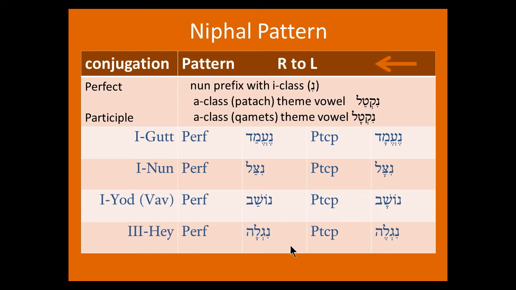That you're more or less just going to have to memorize, because usually we're used to seeing this qamets here in the participle column right here. But it's going to switch up with third hay. And again, there are postulated reasons for this. Rather than bore you with that or confuse you with that, just know that with third hay lemmas, gala, you're going to have this switcheroo going on.